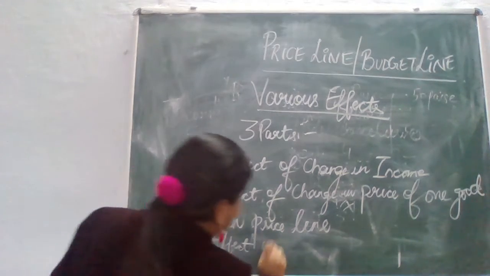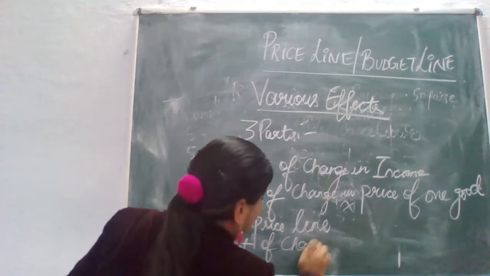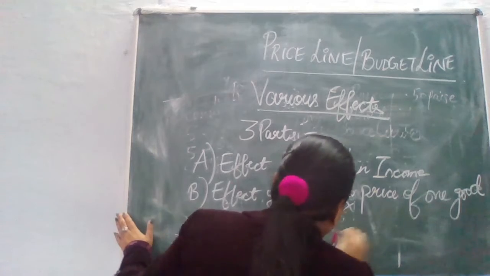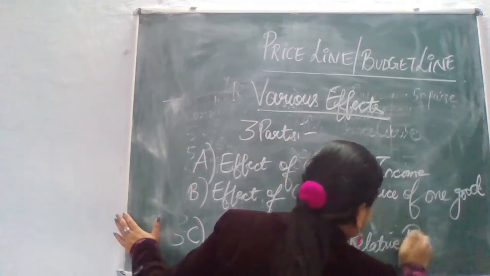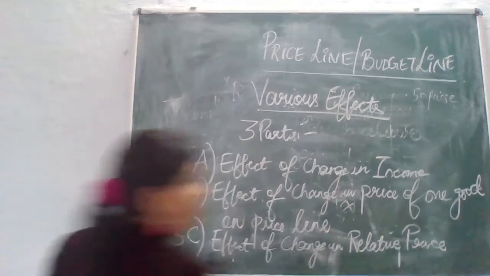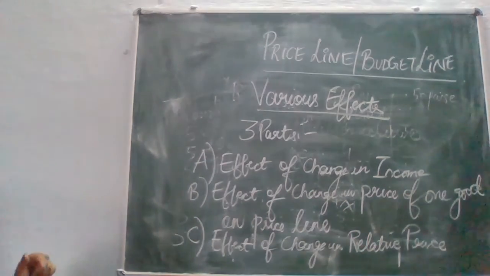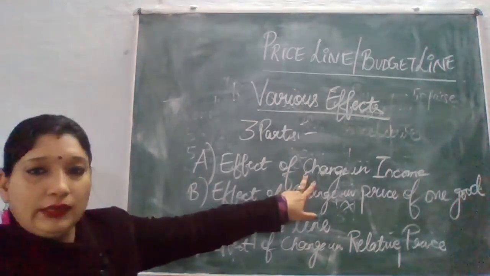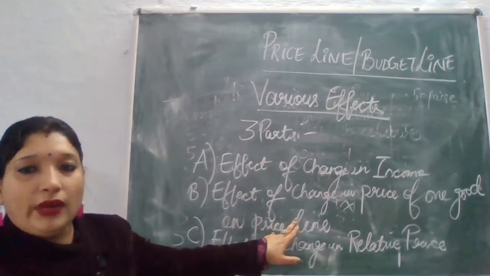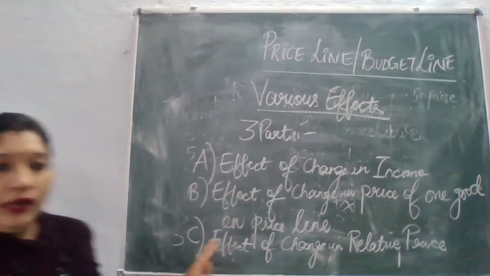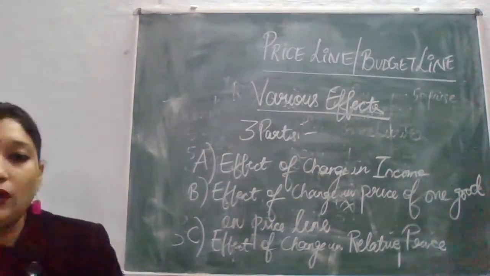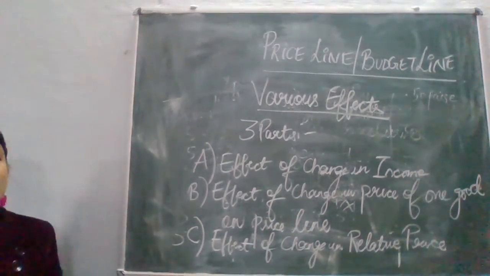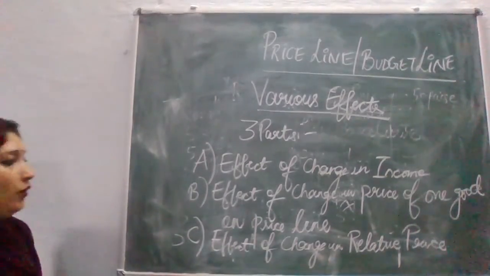Effect of change in relative price. If relative price changes, then what is the effect on price line? First is effect of change in income, then effect of change in price of one good on price line, and third is effect of change in relative price. Okay, now one by one we would be doing it. So now first is effect of change in income.